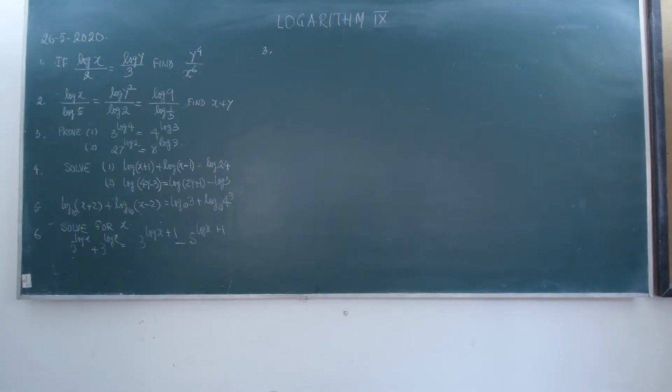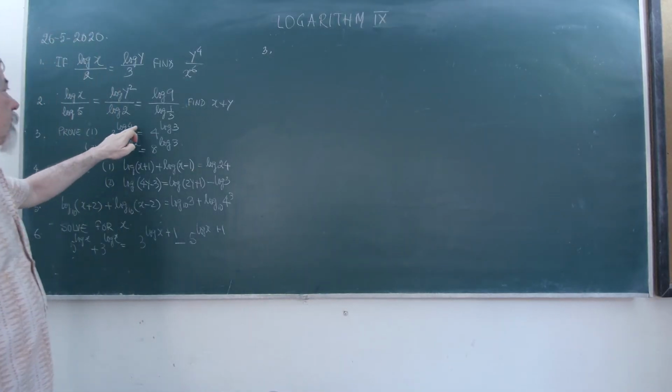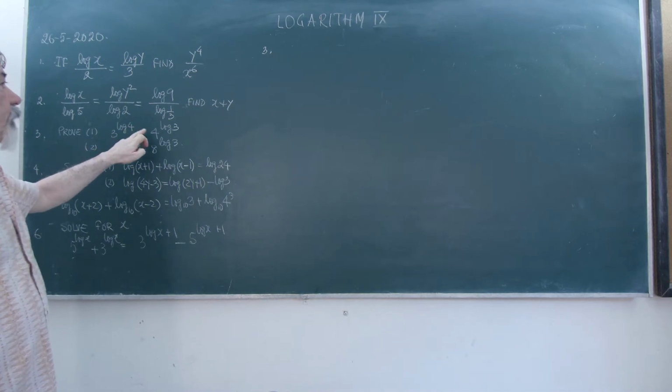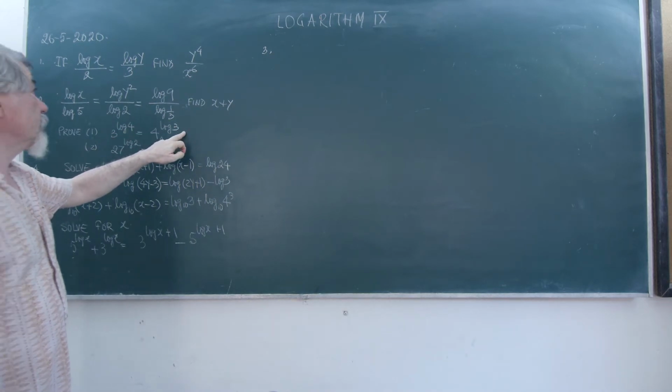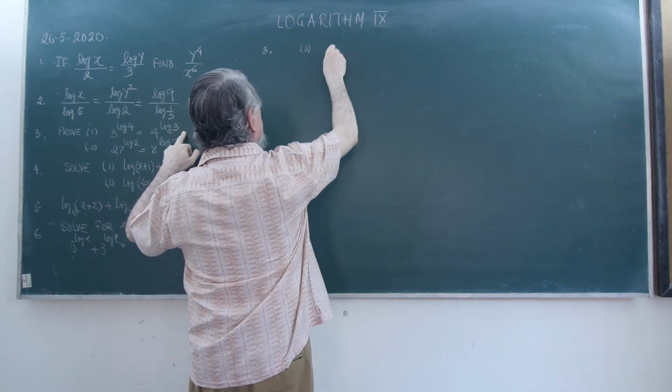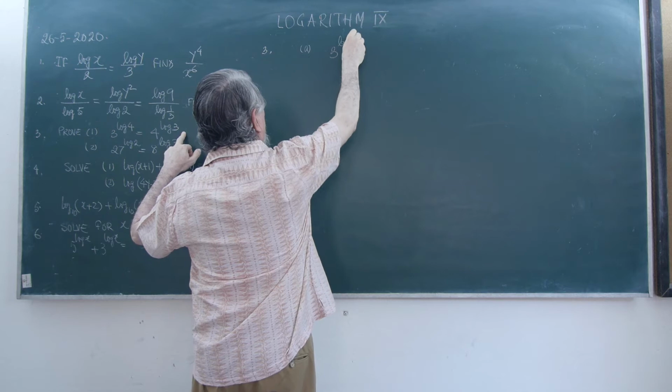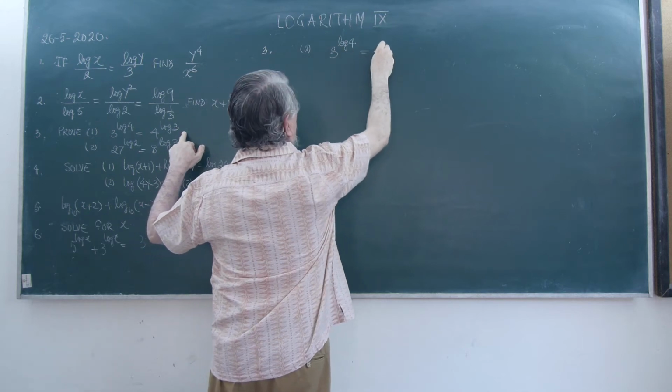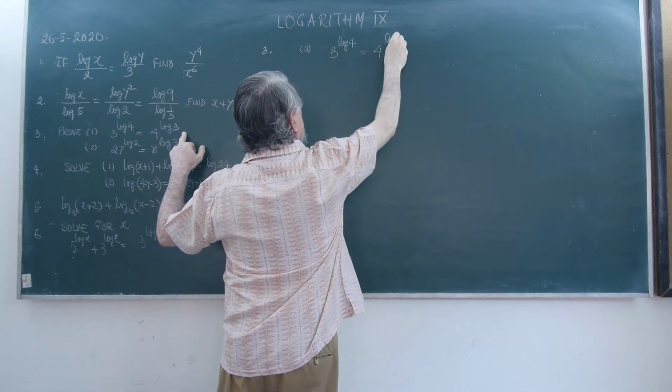Okay? Now let's look into the third question. Prove 3 to the power log 4 is equal to 4 to the power log 3. A part, or first part, is 3 to the power log 4 is equal to 4 to the power log 3.